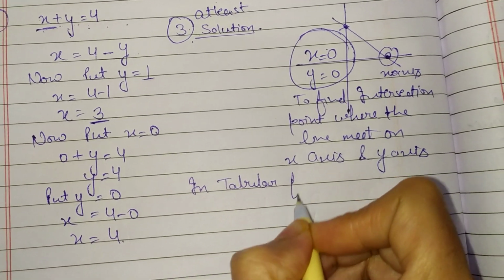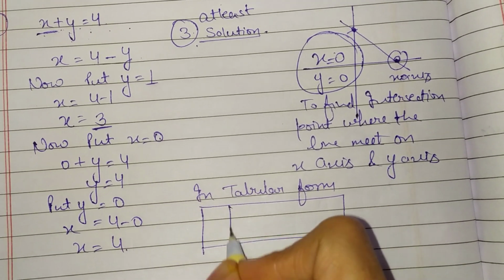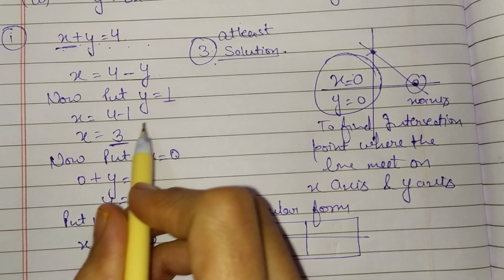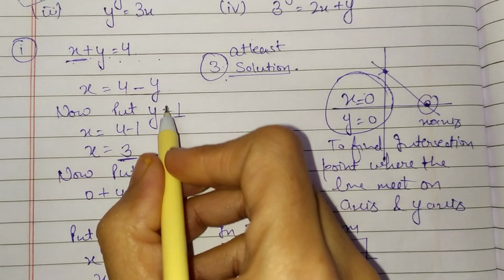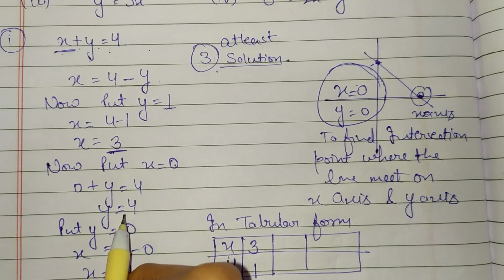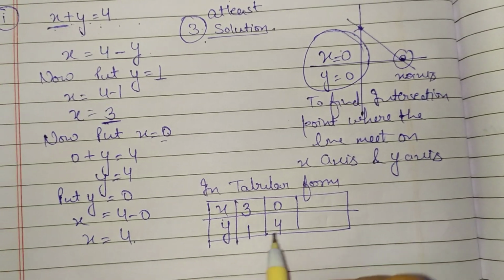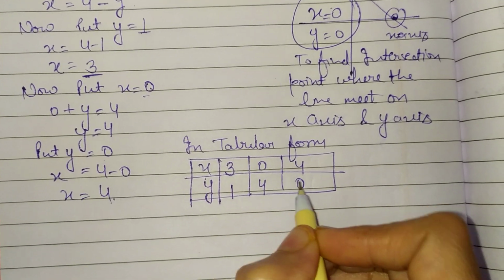Now in tabular form we can write these three solutions. X, y. On x place, first see, on x place value is 3. On y place value is 1. Next is on x place value is 0. Y is 4. Next third is on x place 4 and y is 0.